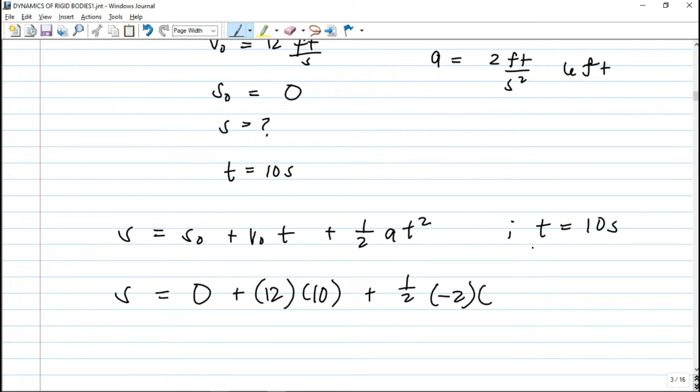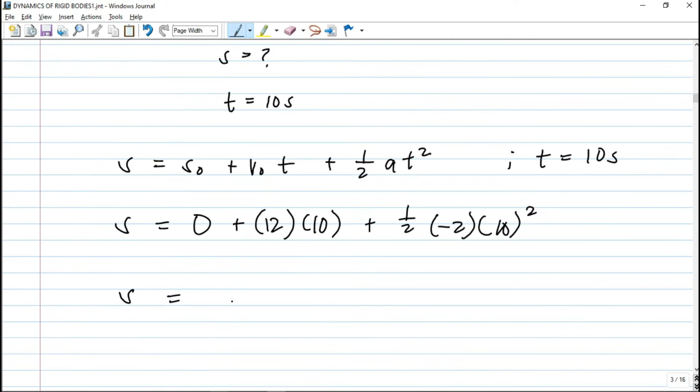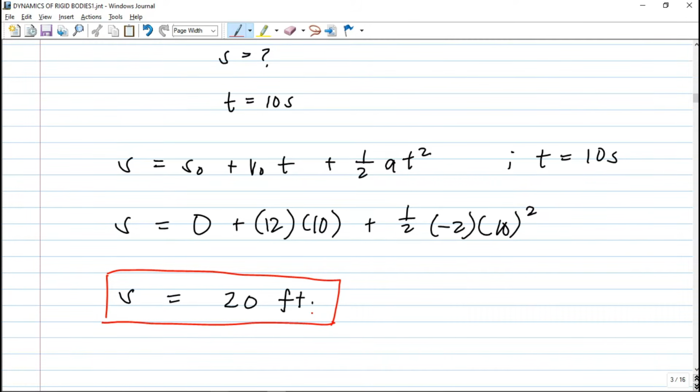Then the time is 10 seconds, so that is 10 squared. Let's just solve for S. So that is 20. Since the velocity is in feet per second and the time is in seconds, the unit is feet. So you have here 20 feet. After 10 seconds, the position of this object is 20 feet from the starting position. So this is the final answer for the second problem.